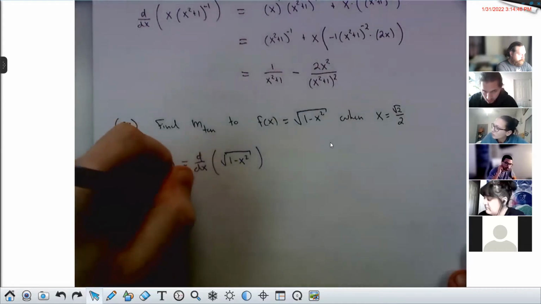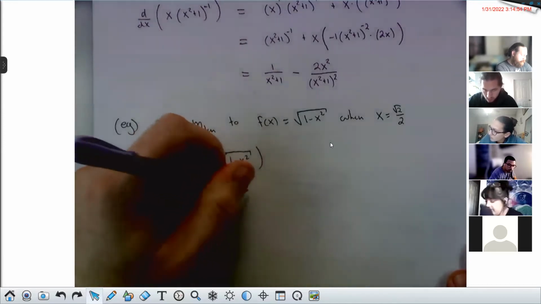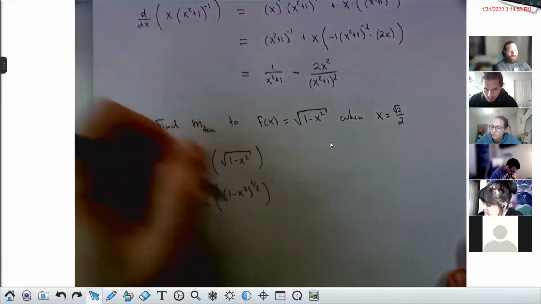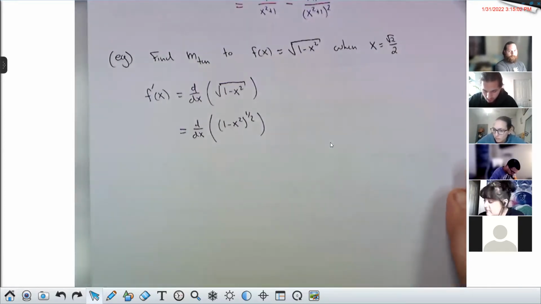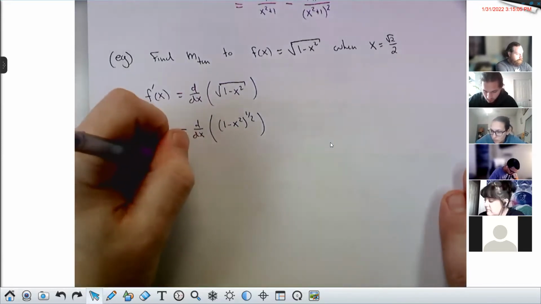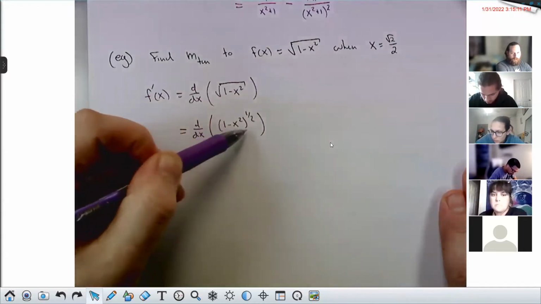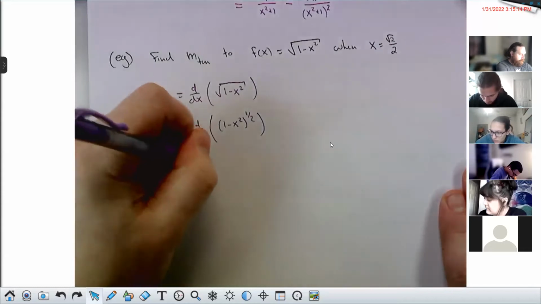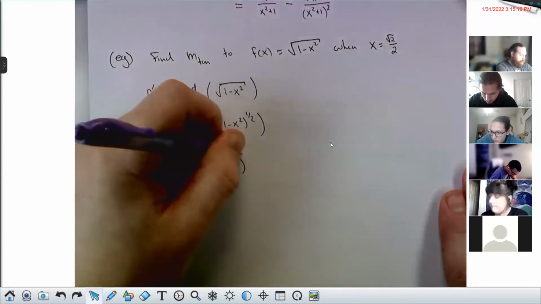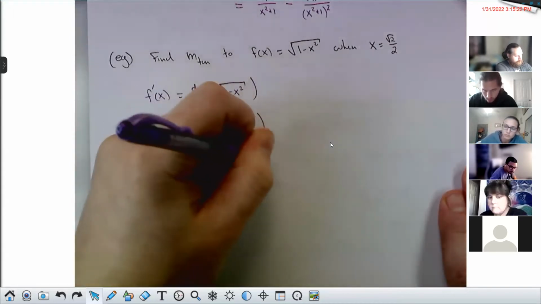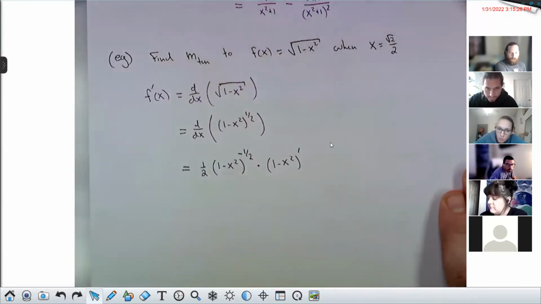But the square root is the same as a 1/2 power, and although that power does not distribute, that will show me how to handle this in the context of the chain rule. The power is the outer function here, and the 1 minus x squared is the inner function. So this would be 1/2 times 1 minus x squared to the 1/2 minus 1, which is -1/2, times the derivative of 1 minus x squared, which I'll just write as that primed for the moment.